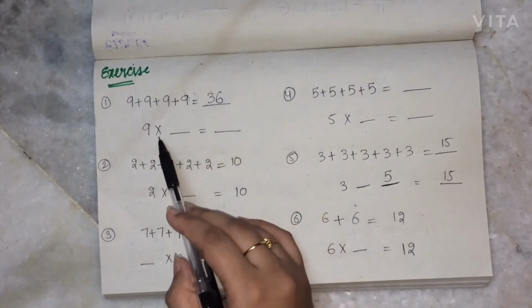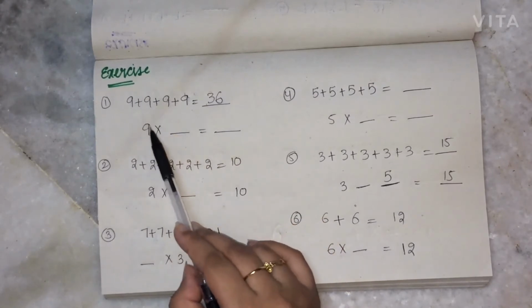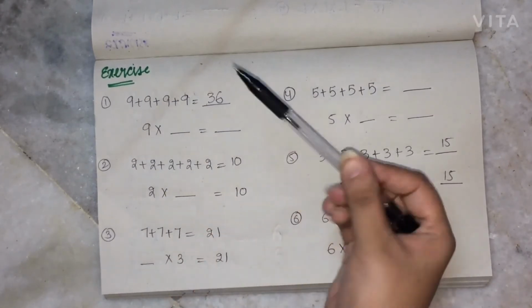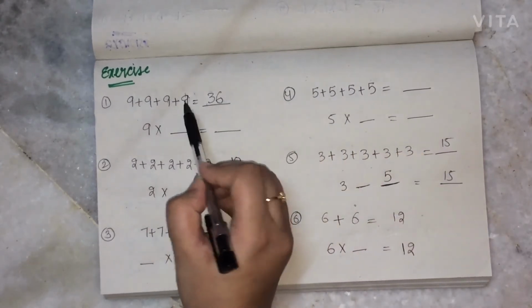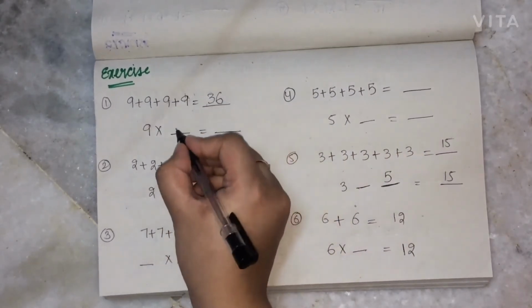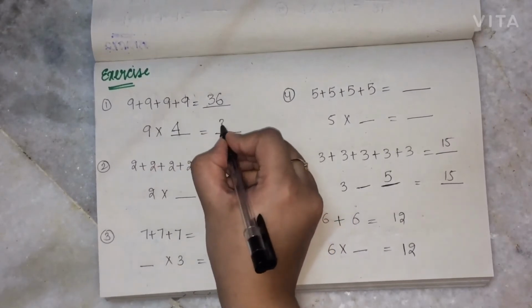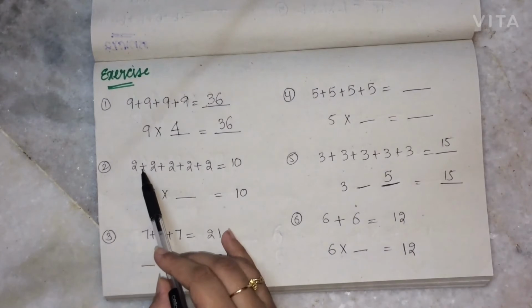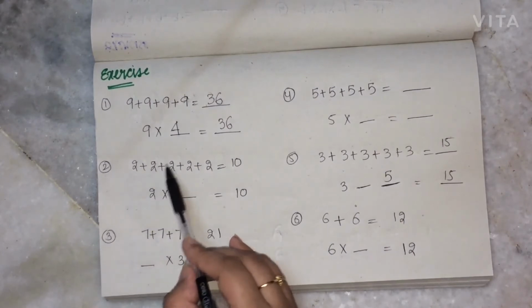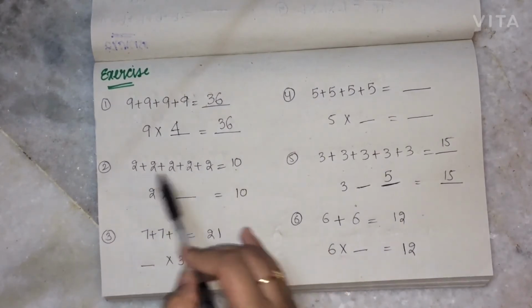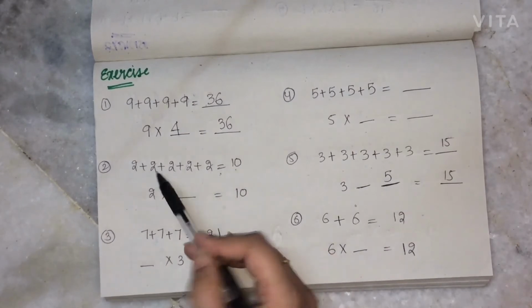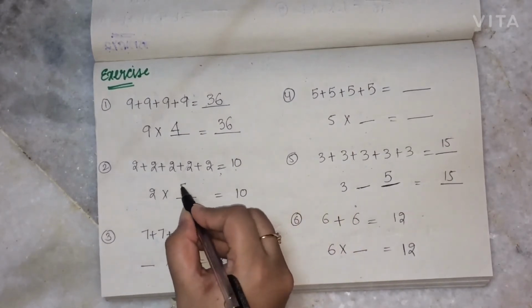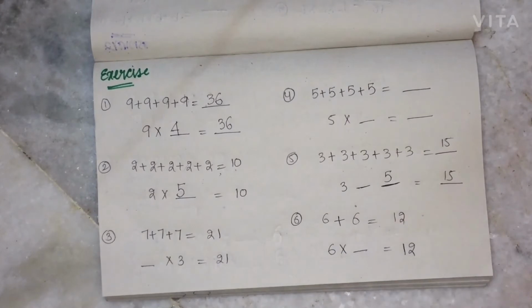Now what we have to do, you have to fill these blanks. We are adding number 9 how many times? 4 times, which will give you the answer 36. Okay, here we are adding number 2. 2 plus 2 plus 2 plus 2 plus 2 will give you 10. So how many times is number 2 added? 5 times. So here what will you write? 5. Now what we are doing, 7 plus 7 plus 7 is equal to 21, right?